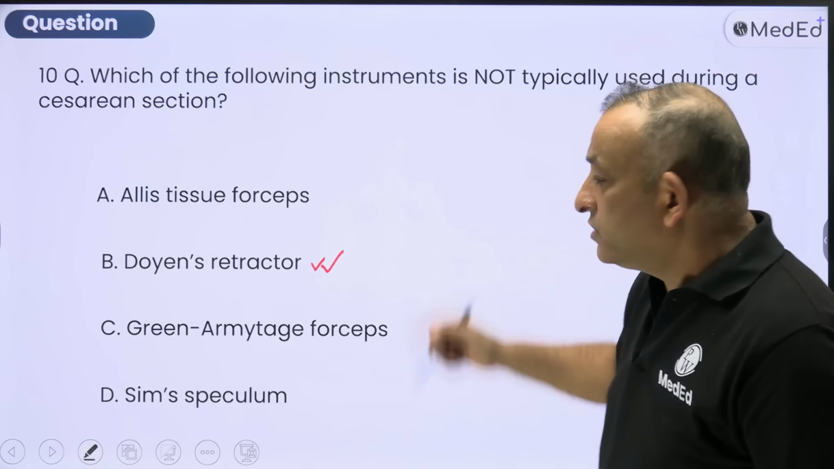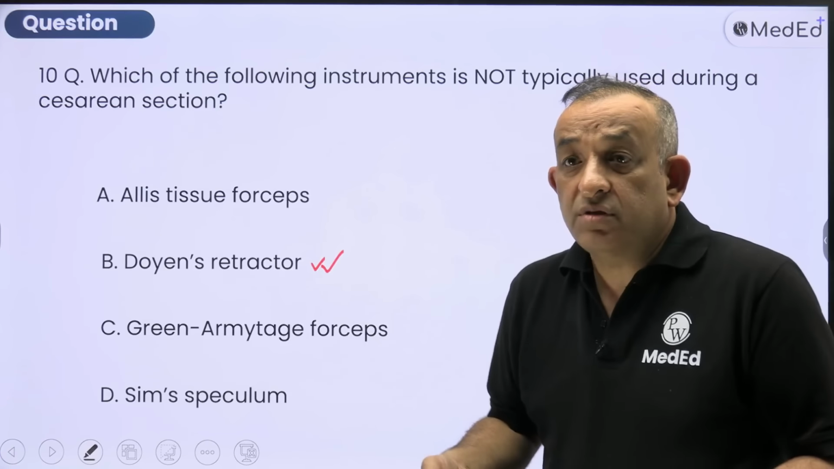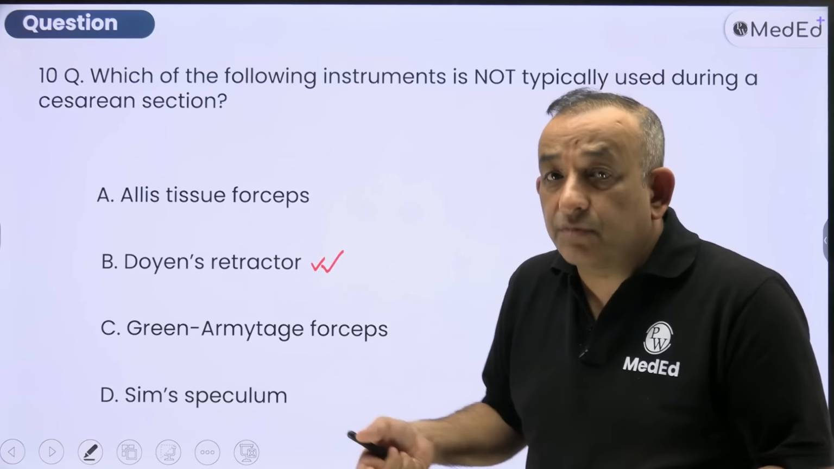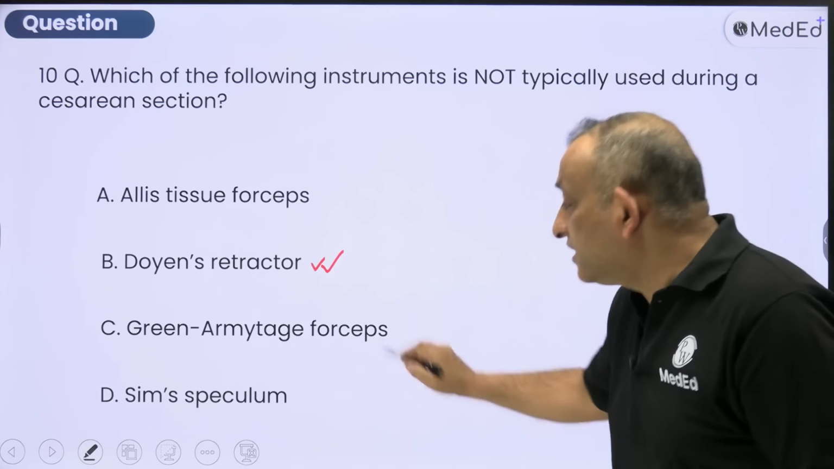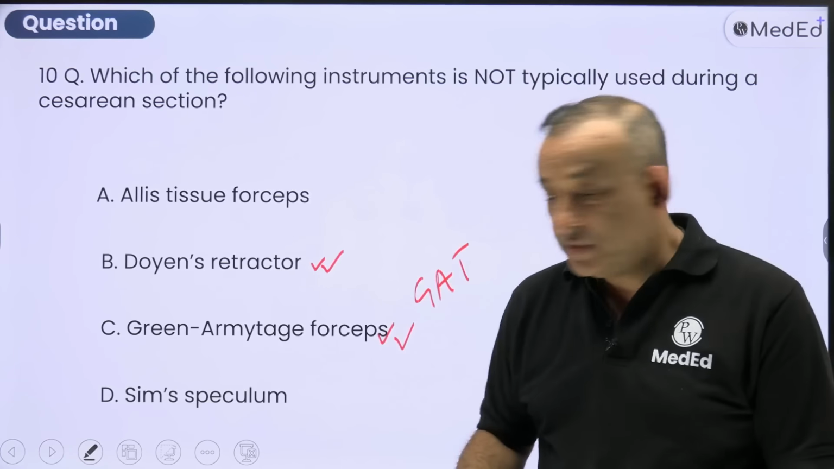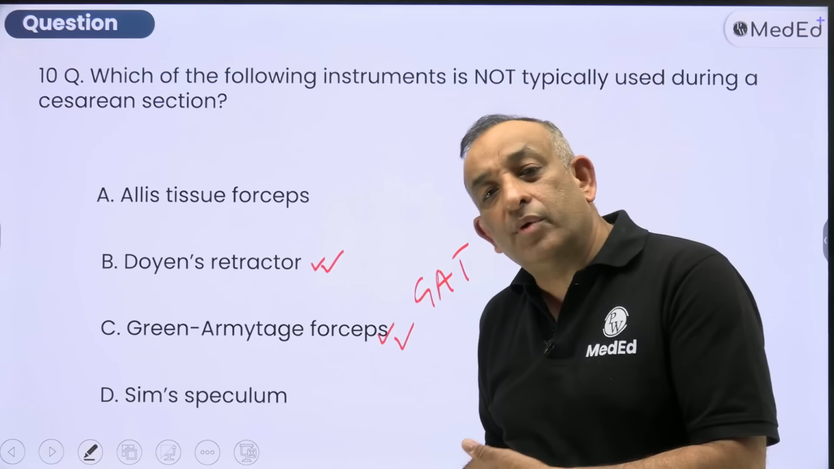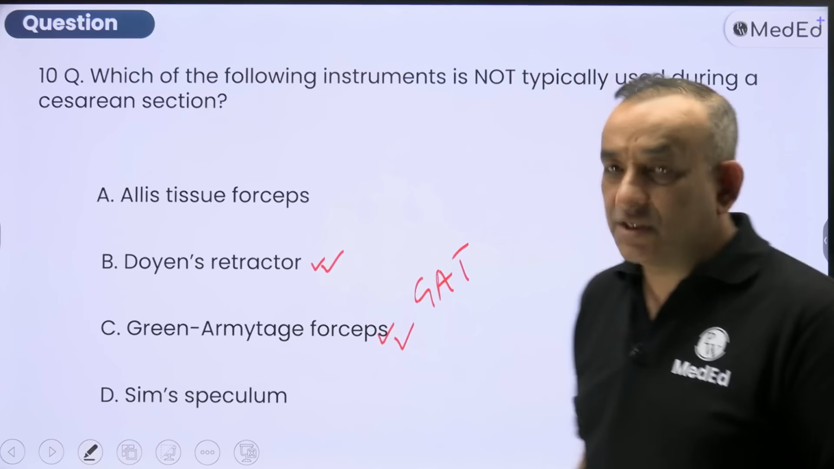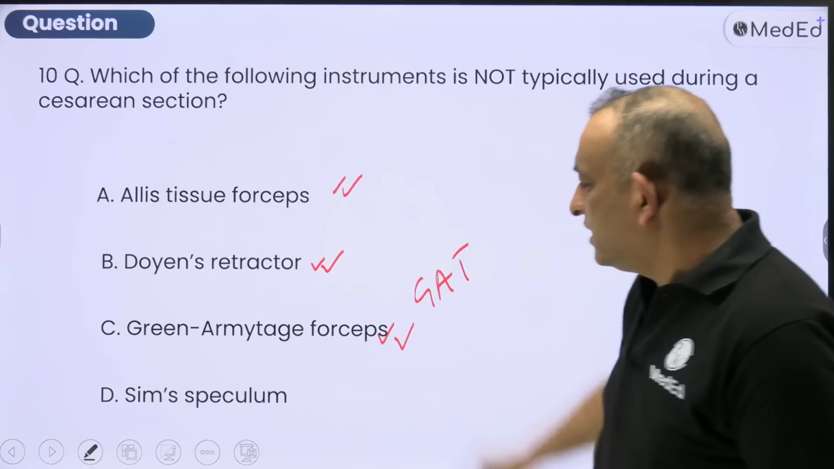The Alice forceps, tissue forceps, can be used for holding the rectus sheath, and most of the times the uterine angle we are using the Alice forceps. But the technical instrument, the best instrument to hold the uterine angles is the green Armitage, the GAT, green Armitage forceps. All right. Sims speculum is not used. Sims speculum is to examine the woman in the OPD. It is not used for the cesarean section. So yes, Alice is used, Doyne's is used, green Armitage is used.